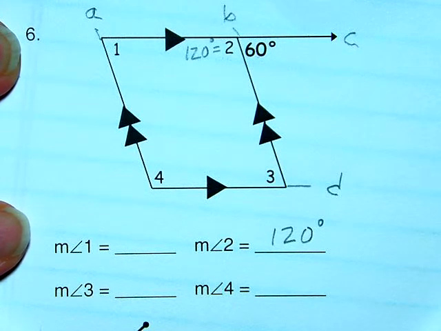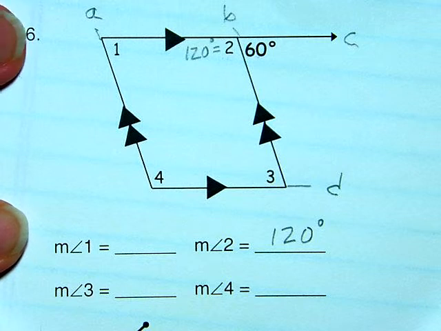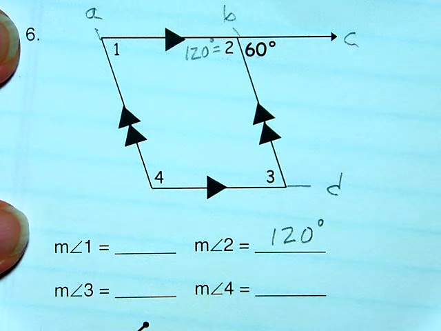Now let's see, can I figure out what angles 1, 3, or 4 are? Take a moment, take a look at this diagram, try to figure out, is there enough information here to figure that out? In fact, there's more than enough information. There are many ways that we can go about figuring out the measures of angles 1, 3, and 4. Let's look at some of these ways.